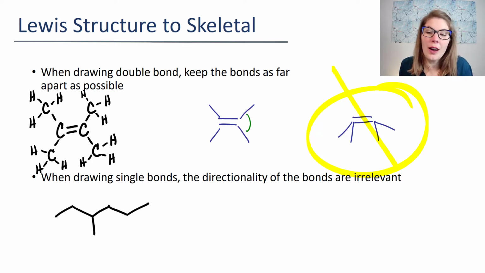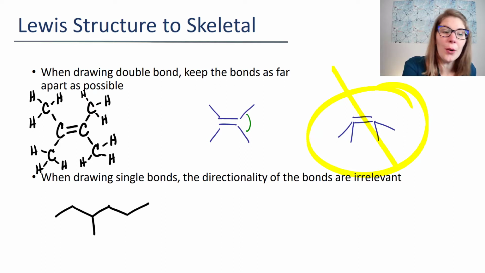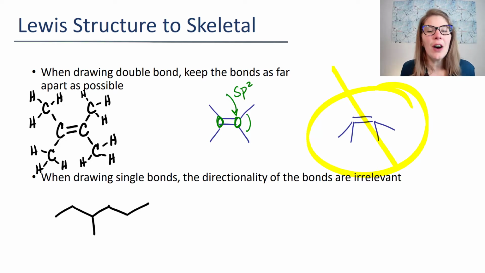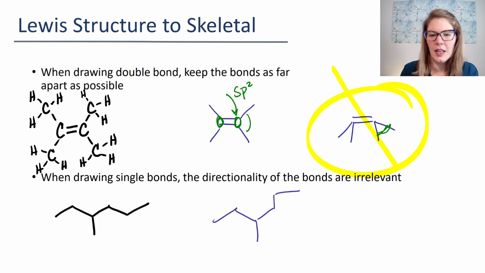This one looks wrong to me because I know that the carbon here and the carbon here are sp2 hybridized and thus have a 120-degree bond angle. Then when drawing single bonds, directionality of the bonds doesn't matter. What this means is the skeletal structure that I drew on the left, I'm going to redraw. And when I redraw it, I can redraw it like this and it's still the same structure.